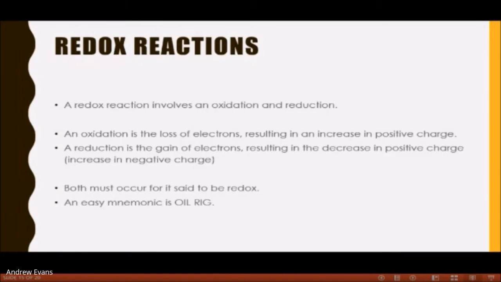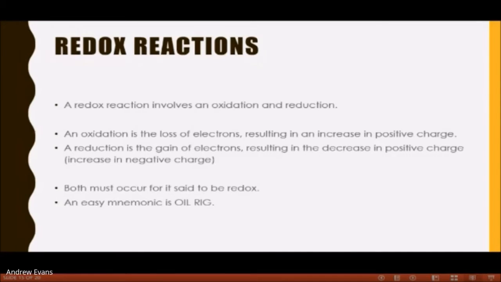Now, you got to remember, it's going to come from the valence shell, all that stuff, but we don't need to really worry about that so much when we're thinking about these reactions. But what's a good way to remember this? It's a mnemonic called OIL RIG. Oxidation is loss, reduction is gain.